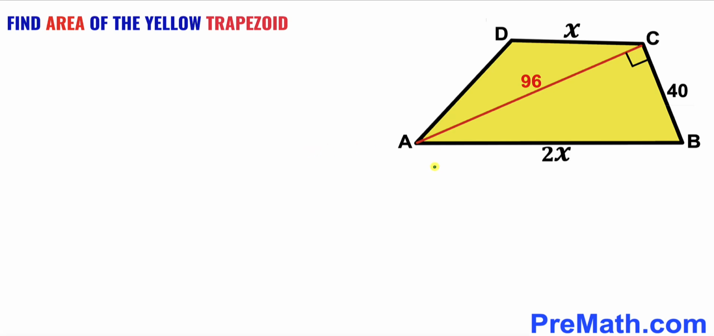Welcome to PreMath. In this video, we have got this yellow trapezoid ABCD, as you can see in this diagram, such that this side length BC is 40 units and this diagonal AC is 96 and the angle between them is 90 degrees. And furthermore, this base AB is represented by 2 times x, whereas this base CD is x. And now our task is to calculate the area of this yellow trapezoid ABCD.